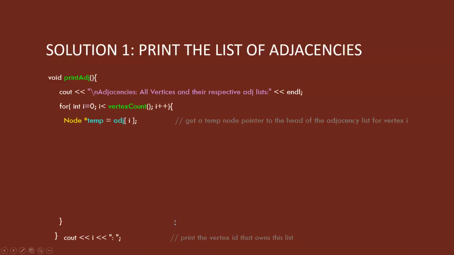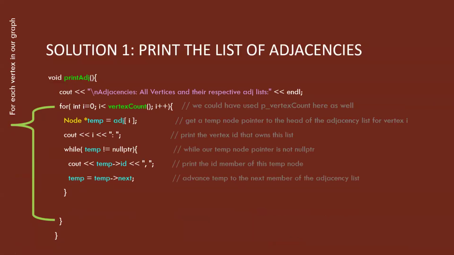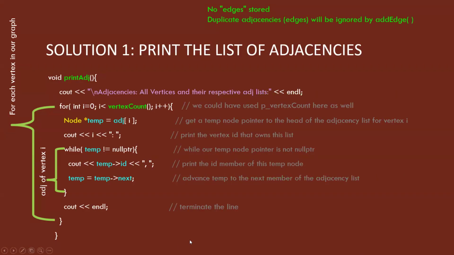So here's our print adjacency code here. You can kind of see all that on the screen a little more clearly. And there's no edges really. It's just the adjacencies, but we're representing them by 2 adjacencies.